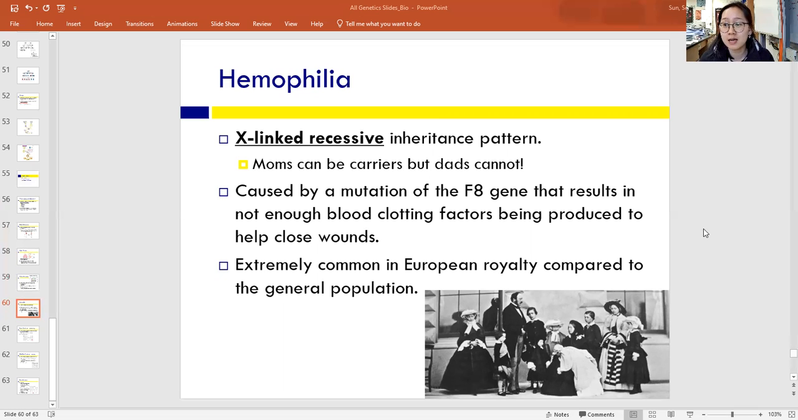A lot of the time the young princes would pass away at a young age from hemophilia related injuries, because they would not be able to clot their blood and heal from an injury after they got even bruised or cut.